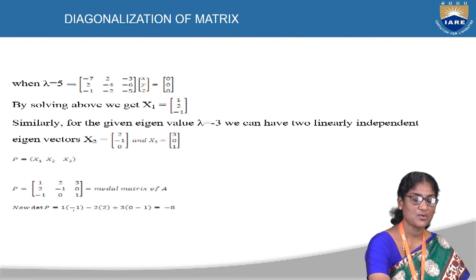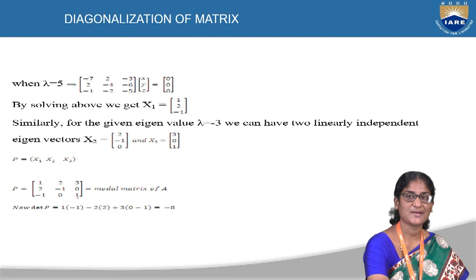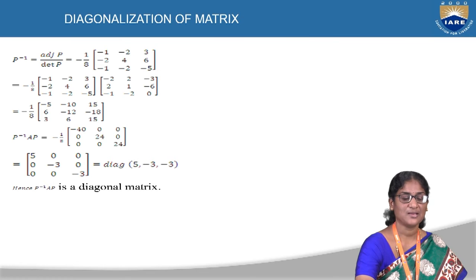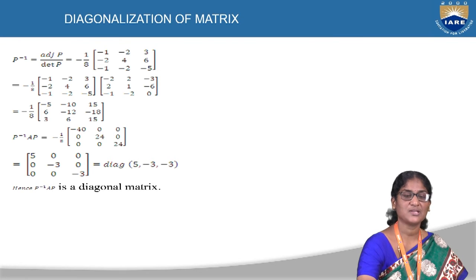Now let us calculate the determinant of the modal matrix. The determinant of the modal matrix comes out to be -8, which is not equal to 0. Therefore it is a non-singular matrix, and therefore the inverse exists. The next step of the diagonalization is finding the inverse of the modal matrix.